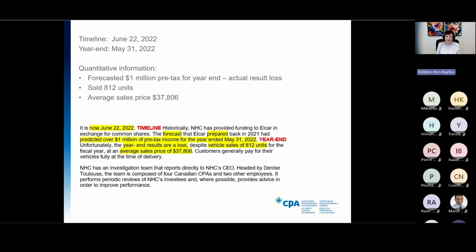And the next paragraph, I need to record the timeline. In the case that you're looking at, the time frame might be the date. It's probably 2026 instead of 2022. And what is year end? Here's some more important quantitative information. I'm probably going to need it, so let's extract it and put it in my outline. So it was forecasted that Elgar would achieve 1 million pre-tax for year end, but the actual result was a loss. They sold 812 units, and the average sale price was $37,806.